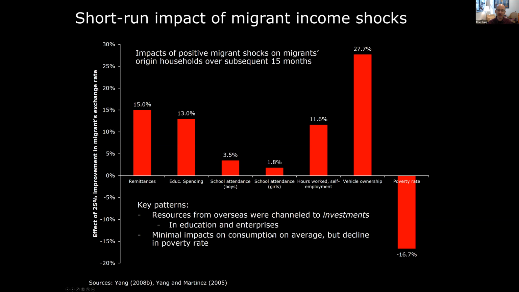There are minimal impacts on consumption on average, but there is a decline in the poverty rate, which is probably reflective of consumption moving up in the lower tail of the consumption distribution. But on average, there isn't much of a detectable effect on consumption. And strikingly, no decline in labor supply. I talked about the higher hours worked in self-employment, but in aggregate this is an increase in self-employment hours and a reduction in other types of work in the market. And so overall, labor supply is kind of flat.